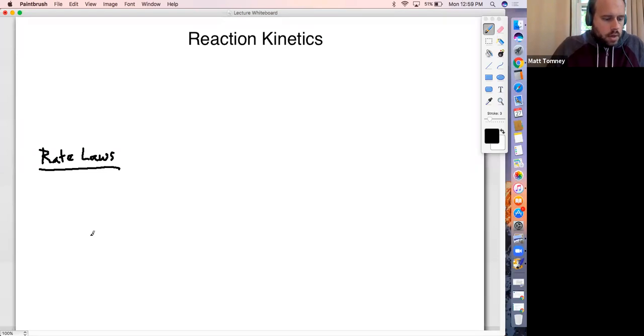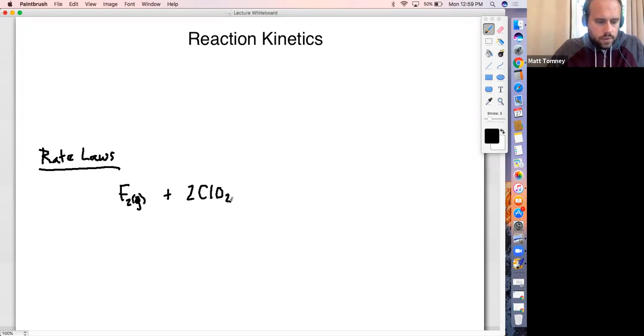All right. So let's take a look at another example here and tie it into rate laws. This time we're going to take fluorine gas plus ClO2. We'll have 2 of that. And that is going to yield 2 FClO2 gas.